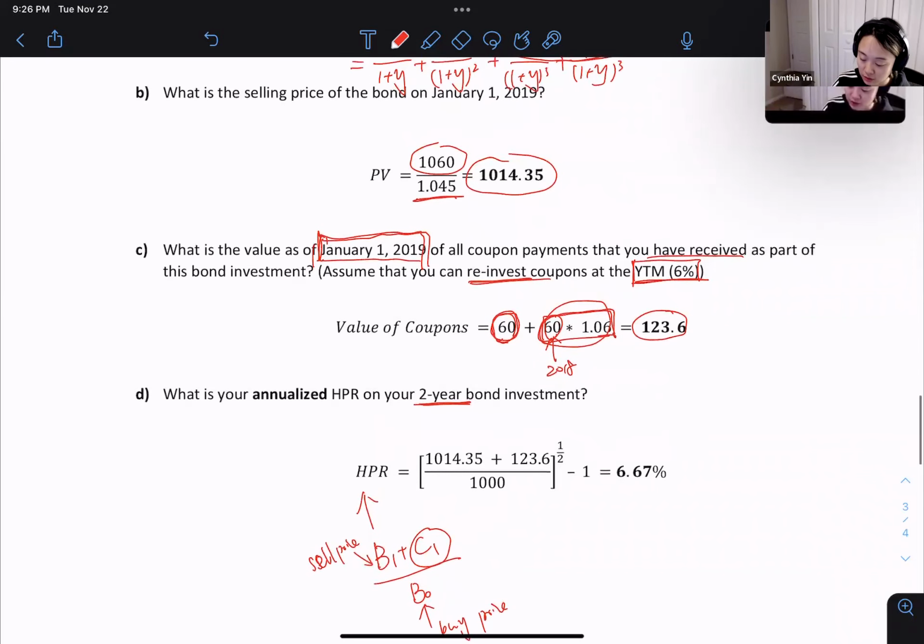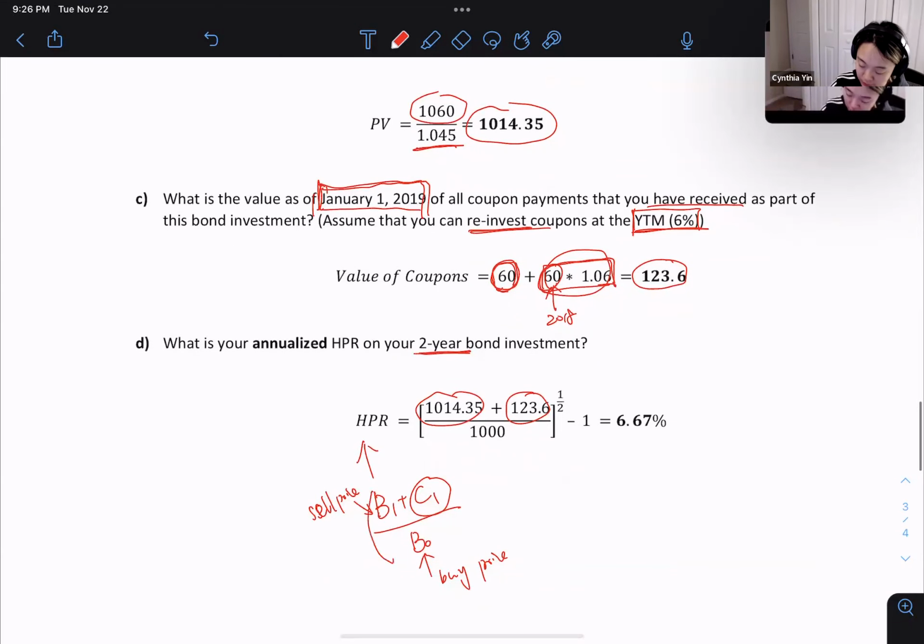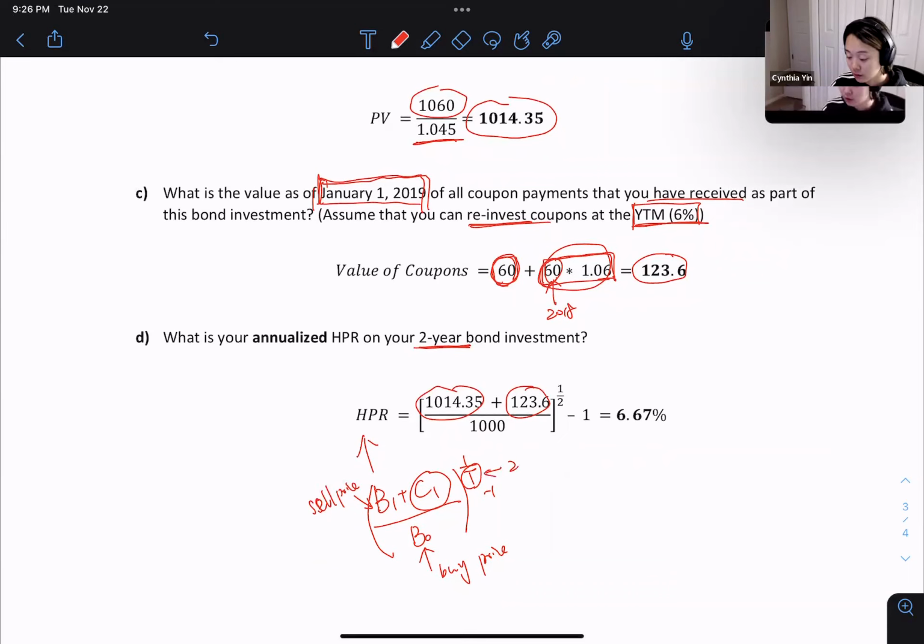So we calculated the sale price, which is $1,014.35, and in 2019, the value of the coupons is $123.60. And it should be to the power of 1 divided by T, minus 1. Because you want to annualize it, the holding period return should be annualized. This T is going to be 2 years here, because you want to convert it from the 2-year total return to a 1-year annual return. So you need to take a square root, minus 1. It's going to be 6.67%.